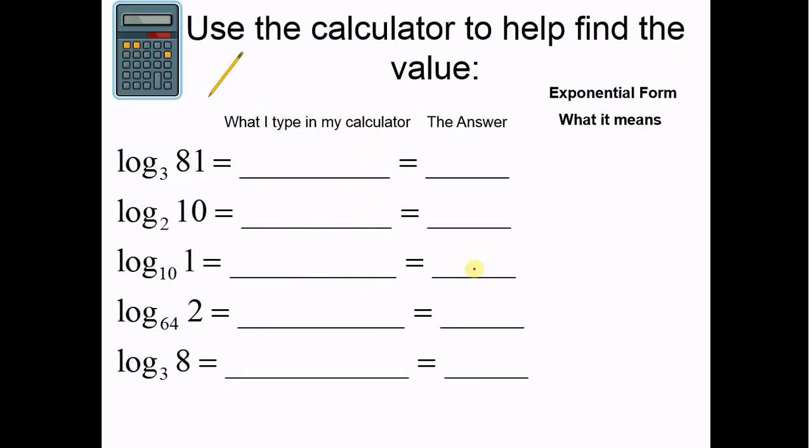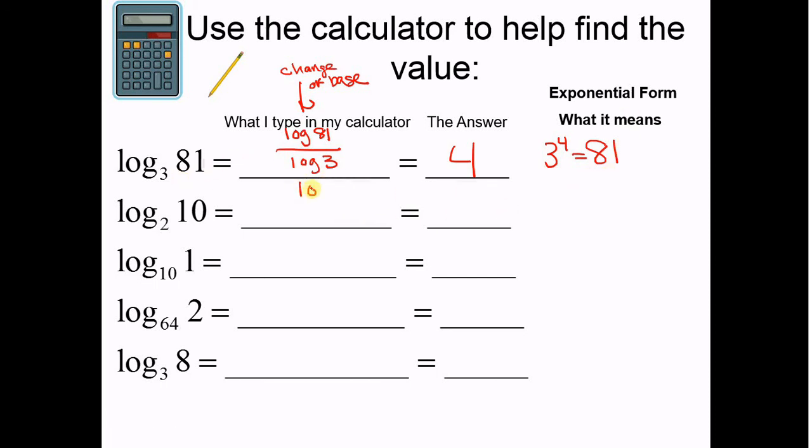So let's use the calculator to help find some values, shall we? So what you're going to type in your calculator, this is that change of base formula right here. You're going to want to type log of 81 over log of 3. So log of 81 divided by log of 3, that is 4. So what we know, that would be 3 to the 4th equals 81. That is the case. If you try that on your calculator, you will get 81.